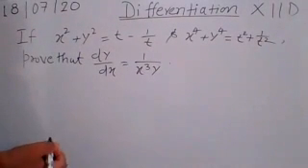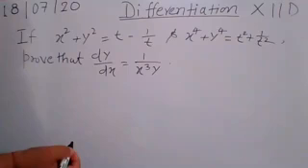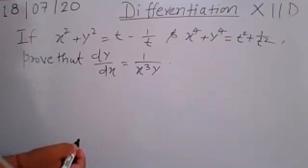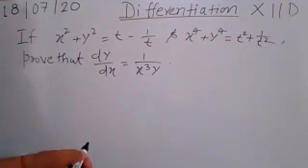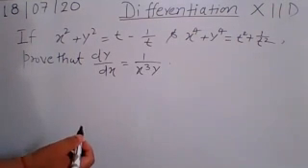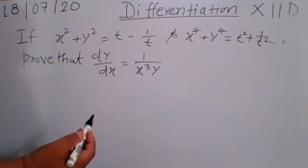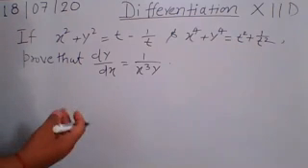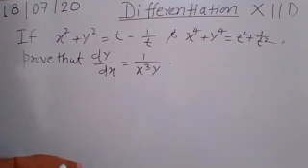Here you have two equations. One is x square plus y square is equal to t minus 1 upon t, and x to the power 4 plus y to the power 4 is equal to t square plus 1 upon t square. And here you have to find the value of dy by dx. So first you try to eliminate t, and find the equation completely in terms of x and y.